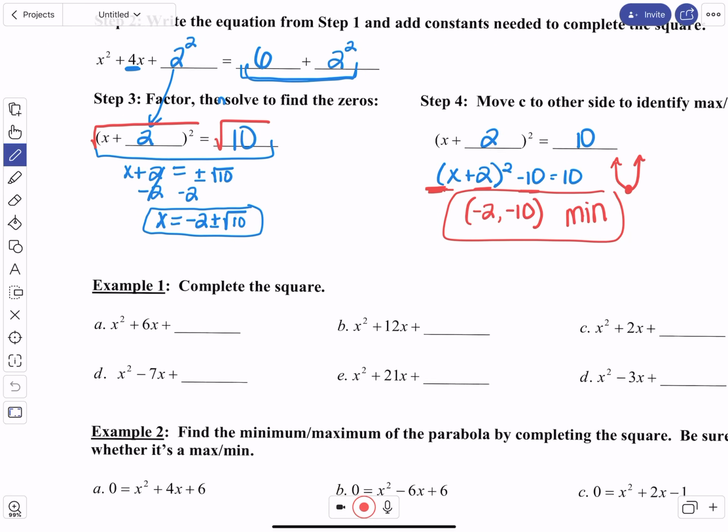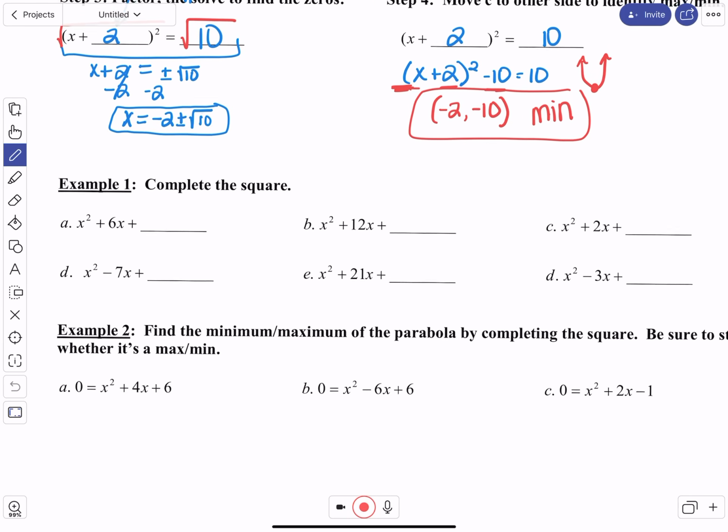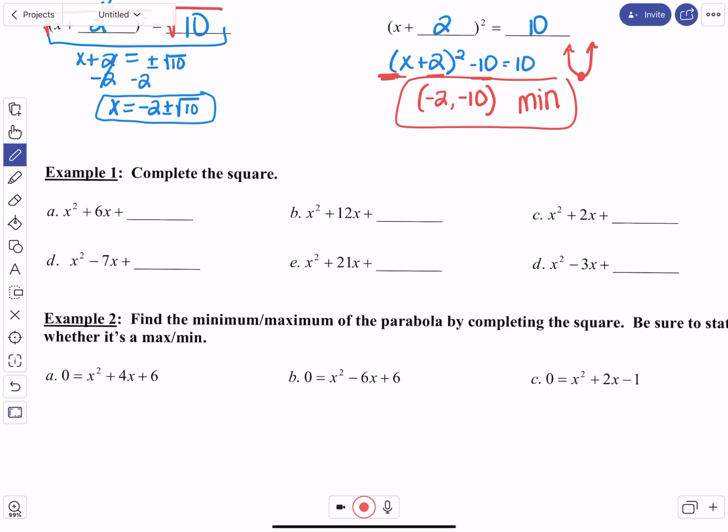Okay. So let's talk about completing the square. This is just kind of an exercise to get us practicing completing the square. So this is just kind of step 1. Take half of 6 and square it. Well, half of 6 is 3. We're just going to write 3 squared. So this is super easy. Half of 12 is 6 and square it. Half of 2 is 1 and square it.